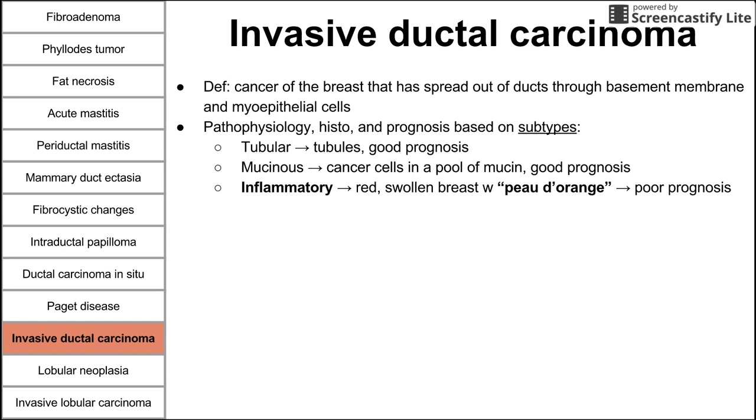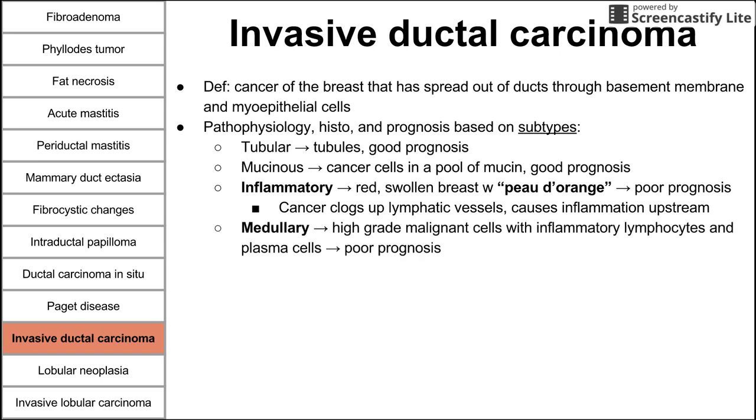This is the characteristic peau d'orange, or orange peel appearance, in which the breasts are very swollen and look like an orange peel. This is an inflammatory condition. It's usually caused by clogging of the lymphatic vessels, which causes inflammation upstream. So the lymphatic vessels get clogged up with malignant cells, and there's inflammation upstream that gives it an orange peel appearance.